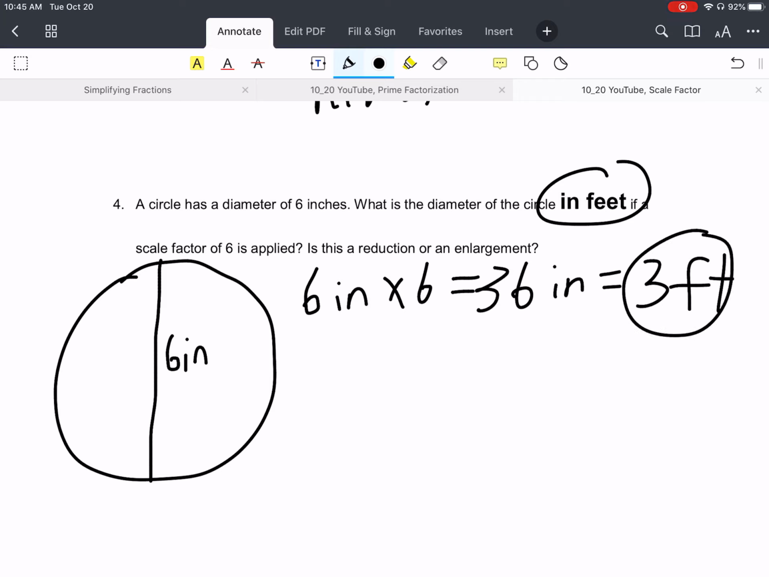Is this a reduction or an enlargement? Well, our circle is getting bigger, so we have an enlargement.